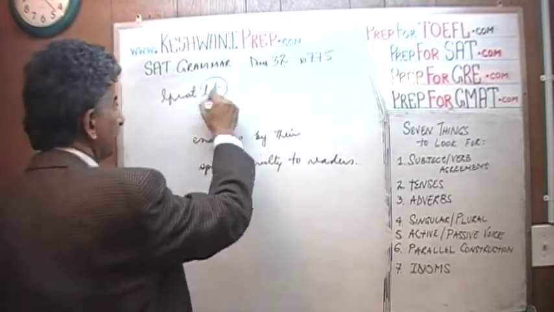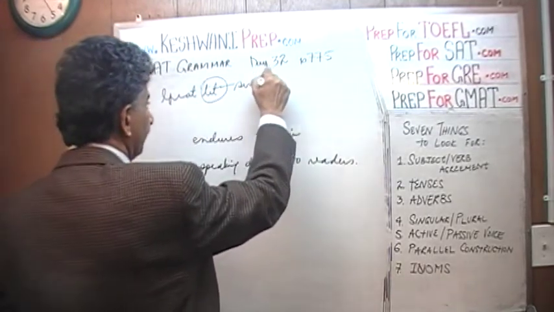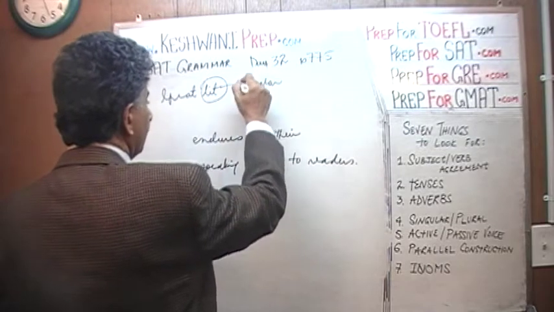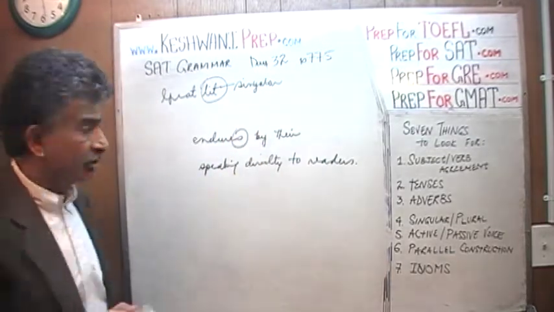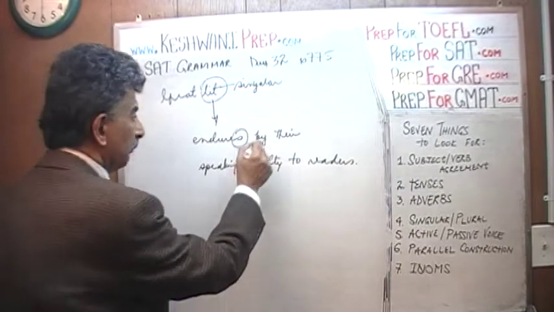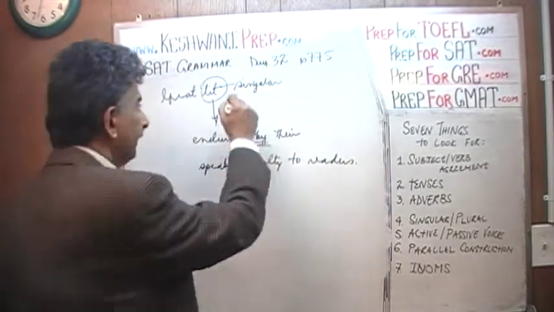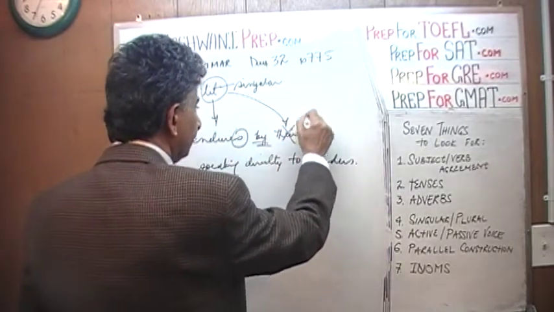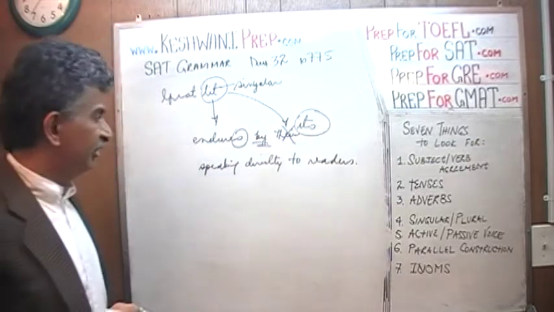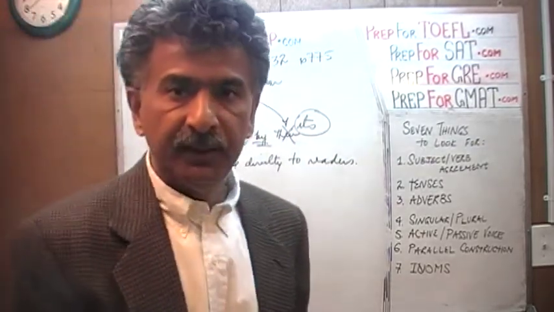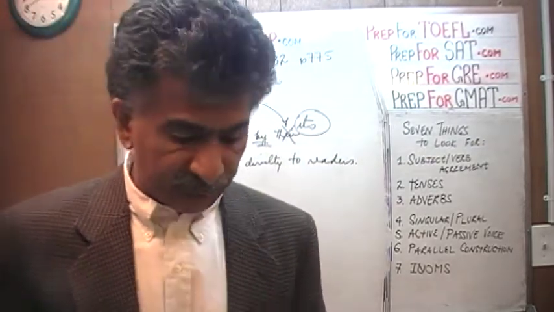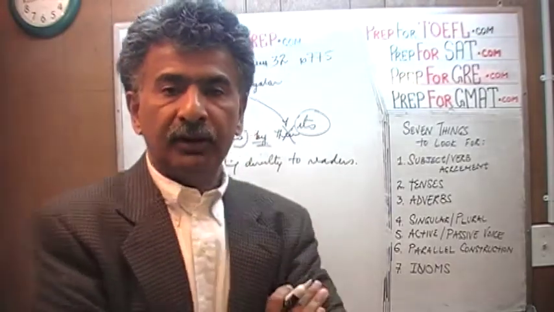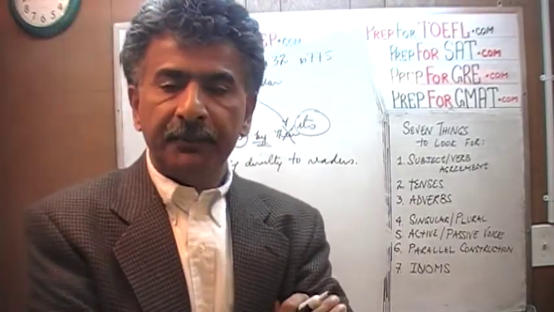Now keep in mind, literature is singular, which is why it says endures. Great literature endures by what? By not "their" but "its." By its speaking directly to readers. That "their" needs to be changed to "its." This is all we will do at this point. Let's not worry about making it more complicated.